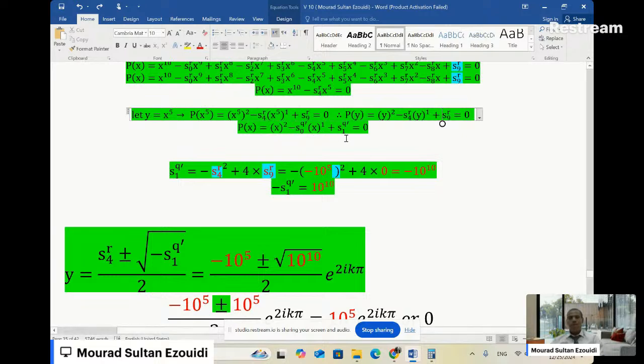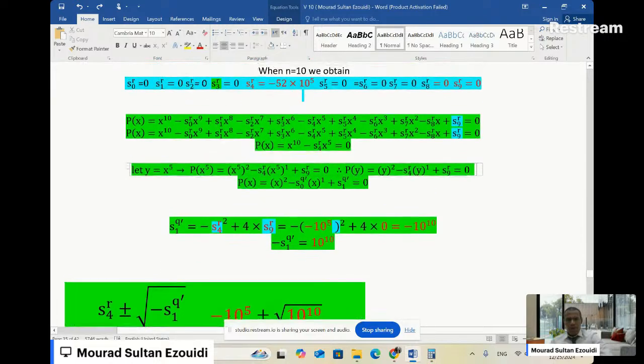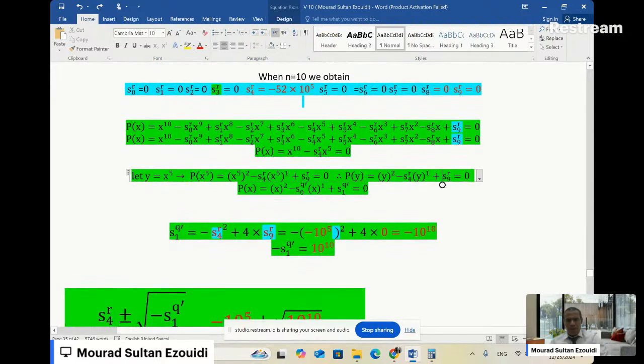Now s0 is equal to 0, but s1 over the q is equal to negative 10 raised to the power 10, simply because minus 10 raised to the power 5 squared. Okay, s4 is negative here, negative 10 raised to the power 5. So it will be negative, between parentheses, negative 10 raised to the power 5 squared plus 4 times 0, because s9 is 0. So therefore, it will be negative.